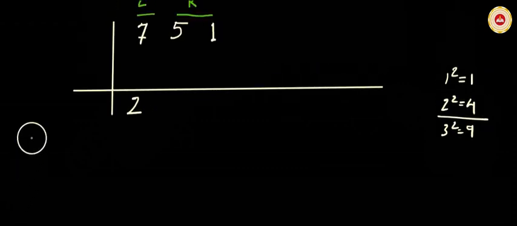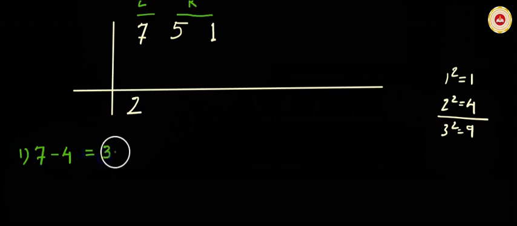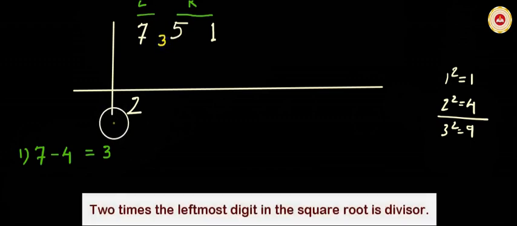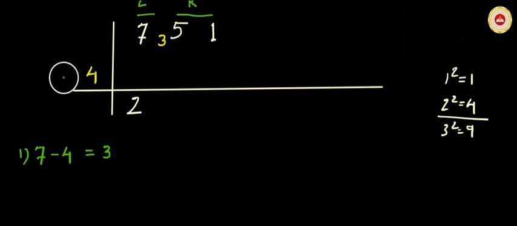Now the first step is to subtract 4, that is the square of this first digit, from 7. So 7 minus 4 equals 3, and write this 3 as a prefix to the next digit. The next step is to calculate the divisor. How to find the divisor? Simple. Multiply the first digit by 2. You will get the divisor. So 2 multiplied by 2 is 4. This is the divisor, see. 2 multiplied by the first digit, always.